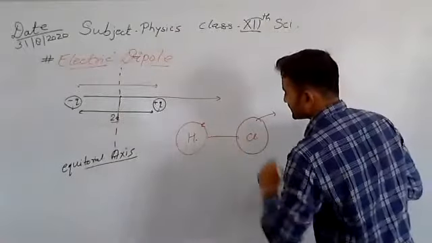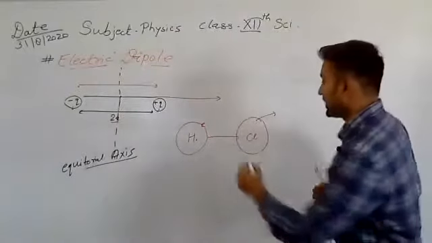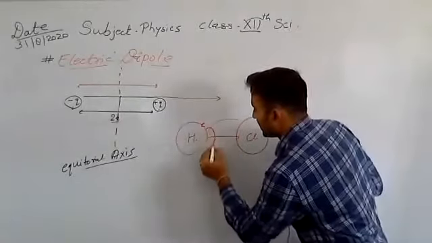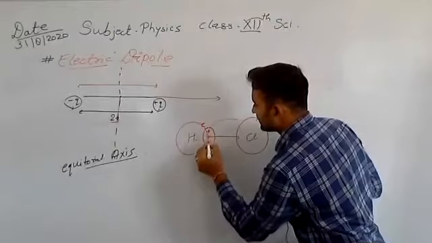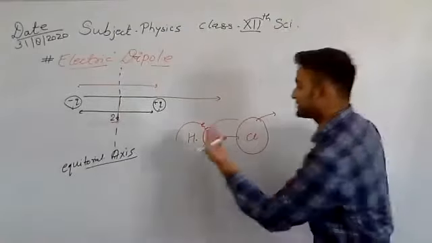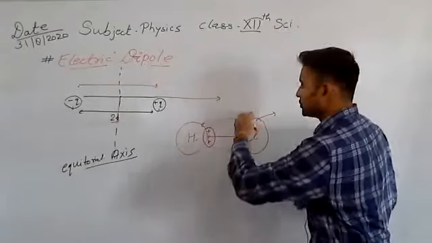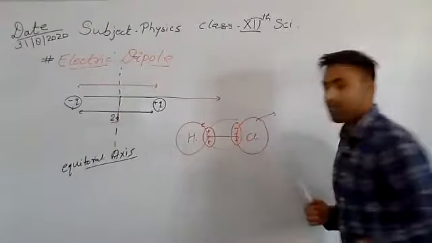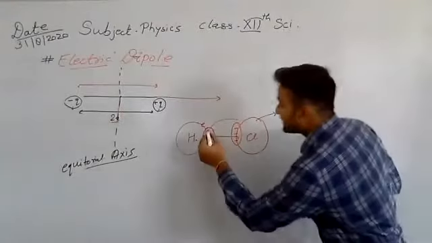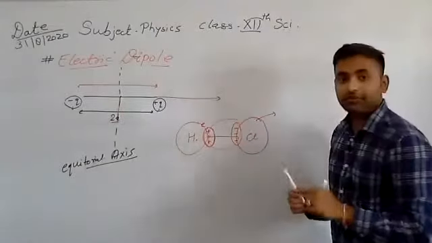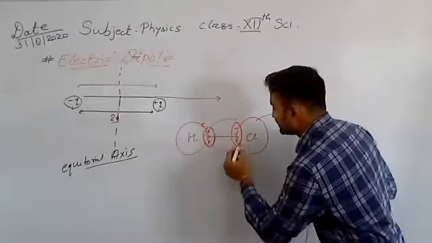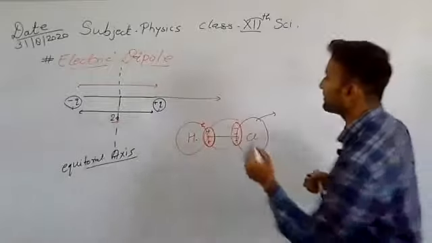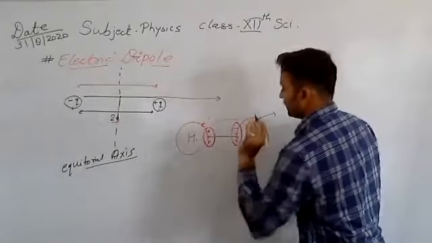So if it has a tendency to attract the electron, then here the electron will leave positivity. And if the electron is coming from here to chlorine, it will create negativity here. Okay. The magnitude of this positivity will be equal to this negativity.